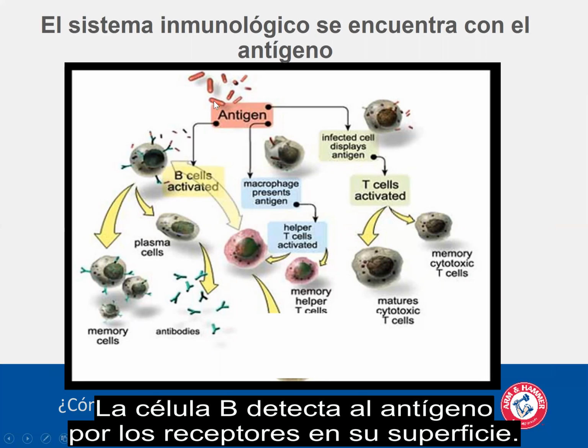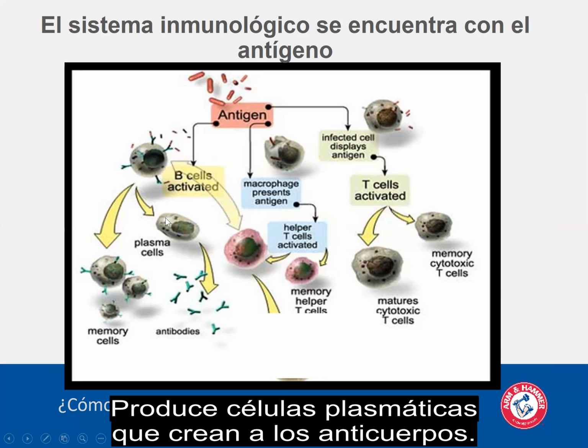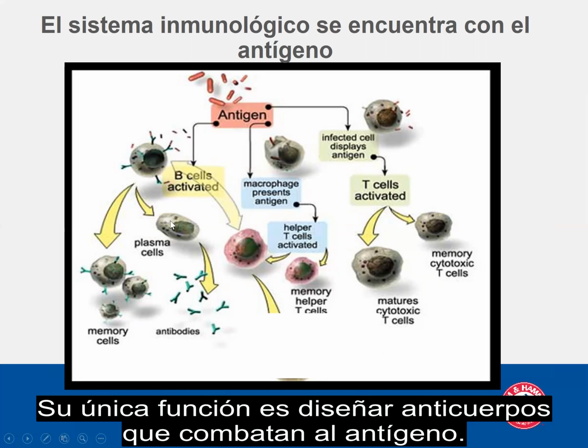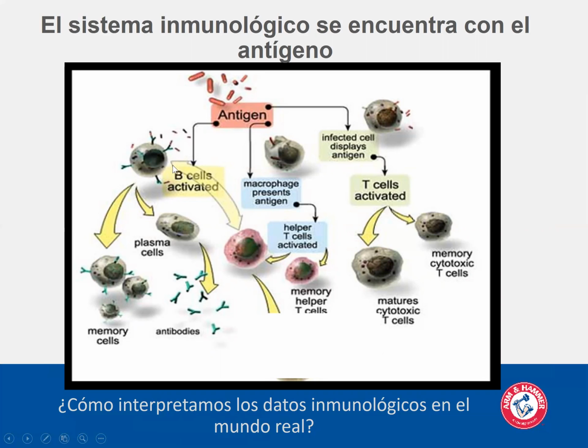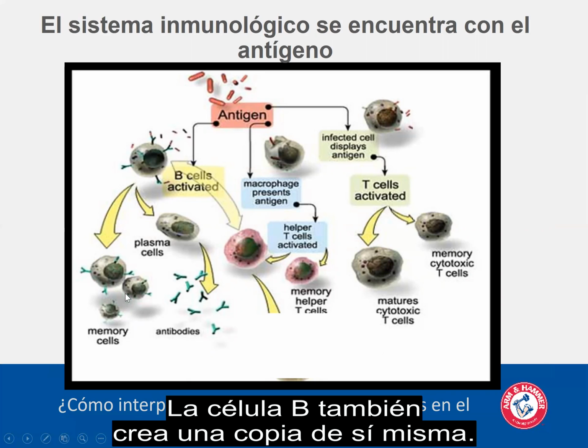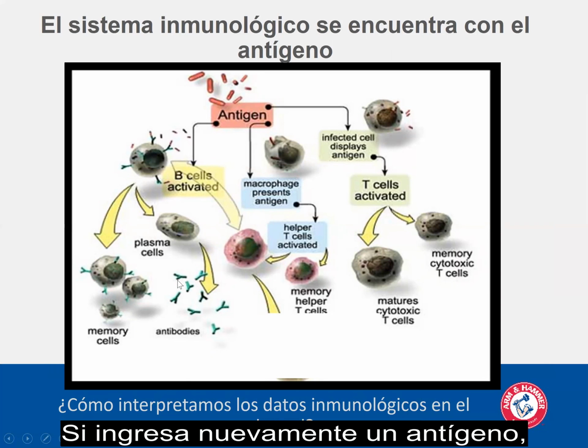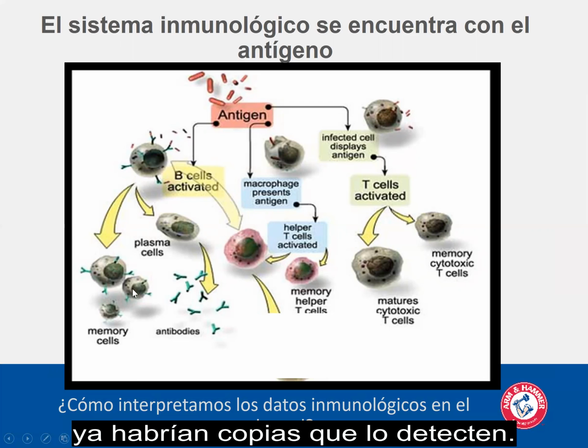The B cell detects the antigen on its receptors on the cell surface. It makes plasma cells of itself that are the machinery to produce the antibodies. So these cells will do nothing but produce antibodies against that specific pathogen. The B cell also makes memory copies of itself, so that once this immune response has been mounted, there are more copies that can detect this specific antigen.